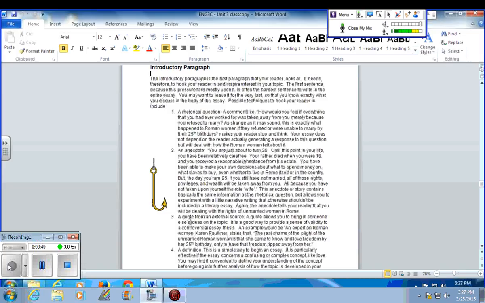We have the introductory paragraph as the first paragraph the reader looks at, and it therefore needs to hook your reader and inspire their interest in your topic. The first sentence, because this pressure falls upon it the most, is often the hardest sentence to write in the entire essay. You may want to leave it to the very last so you know exactly what you discussed in the body of your essay, because even what you have in your outline will change when you actually do your good copy and your rough draft.